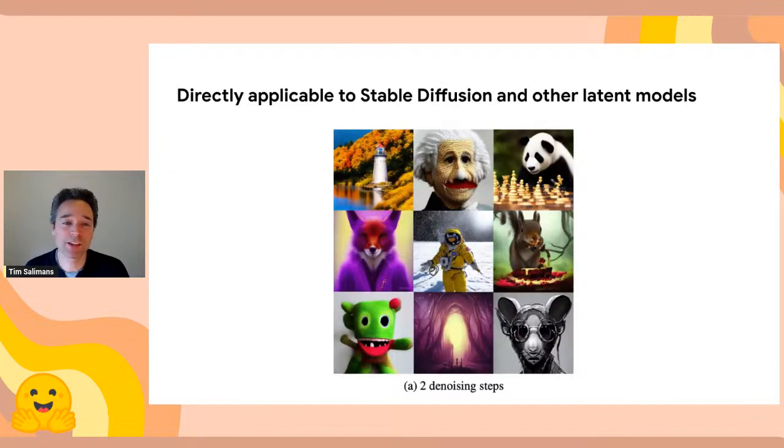Finally, what we find is that this algorithm is directly applicable to latent diffusion models like Stable Diffusion. Chenlin, the first author of the paper, applied this to Stable Diffusion, where you can get quite good results using as few as 2 sampling steps.